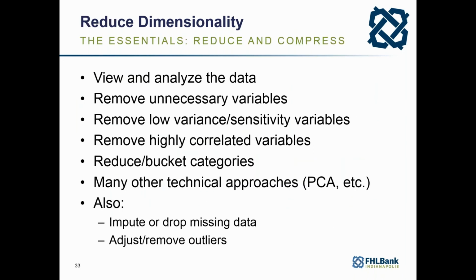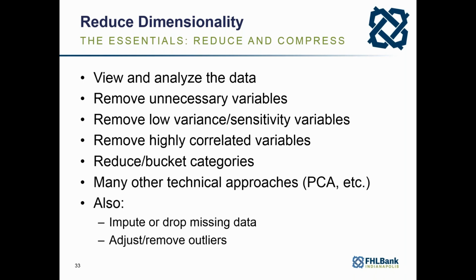Here we go. Right here. So again, view and analyze the data, remove unnecessary variables, any low variance or low sensitivity variables, remove those, highly correlated variables, and bucket categories if you think it's necessary. Now, one thing about compression, and this is the same thing in terms of like MP3 compression, sometimes you can lose valuable information. So it's really up to the user to understand what's the signal and what's the noise. It's not like you always have to do this. There might be valuable information that you didn't even know was in there. I may think shoe size doesn't matter, but maybe it matters for some really weird esoteric reason I didn't know.